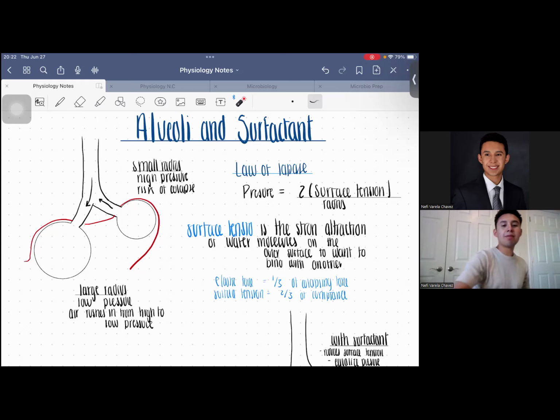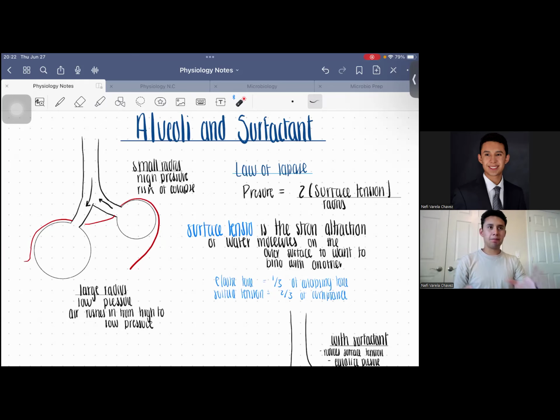I'm going to describe something named the law of Laplace. I think that's how you pronounce it. That is going to play an important role in this gas exchange, in this filling with air in the alveoli. Okay, this law means that pressure is equal to 2 times surface tension over radius. Surface tension is the strong attraction of water molecules on the outer surface to bind to each other. So, in other words, it's like the affinity, the attraction of water molecules to be together.